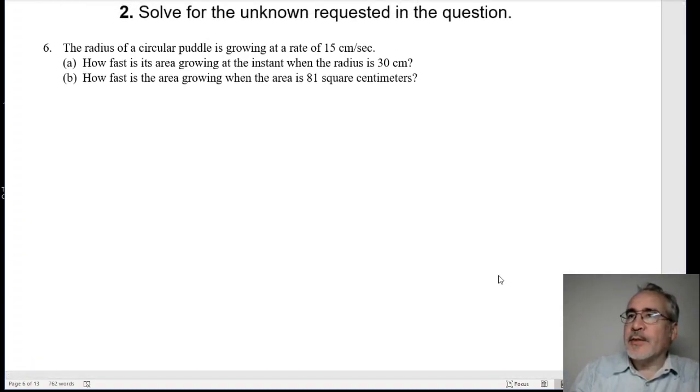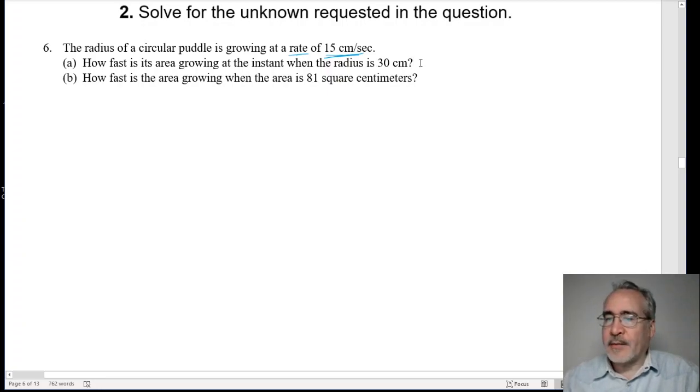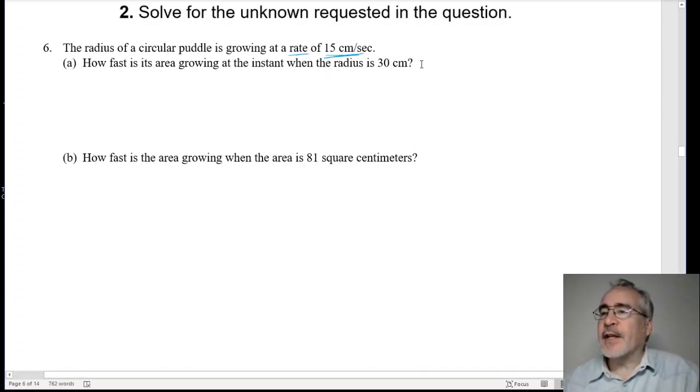Again, the question numbers don't match up exactly with the study guide, but the questions are the same. The complete study guide will have different numbering. This is the first one in 12.5. A circular puddle is growing at a rate of 15 centimeters per second. So that's a rate, that's a derivative. We're asked how fast is the area growing at the instant when the radius is 30 centimeters. So let's go ahead and address that one.